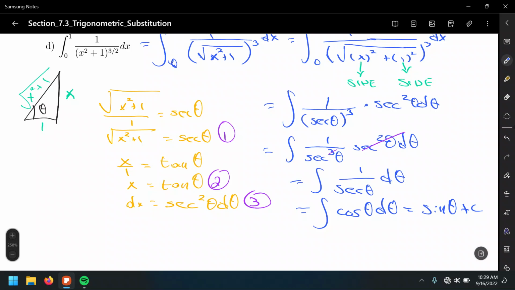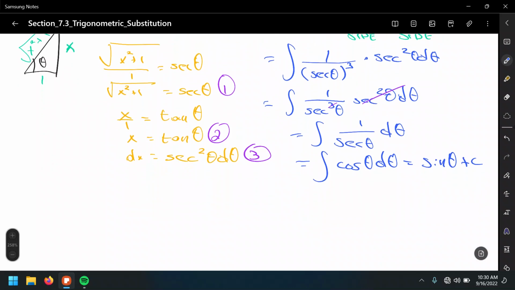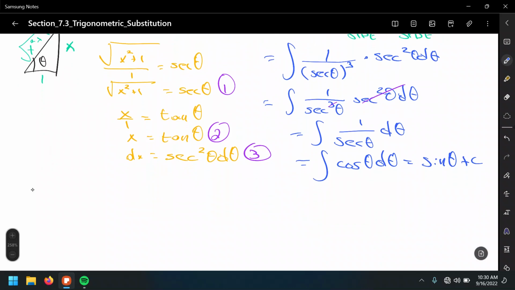So we're done with the problem in the world of theta. Now we need to go back to the original world, the world of x. In this case, we only have to evaluate one single trigonometric function, sine, which is opposite over hypotenuse. That is x over the radical. Actually, not plus c, because this is a definite integral. In other words, this is going to go from 0 to 1.